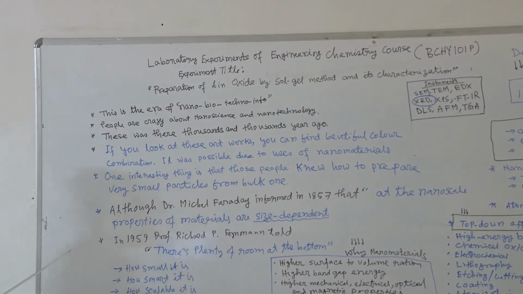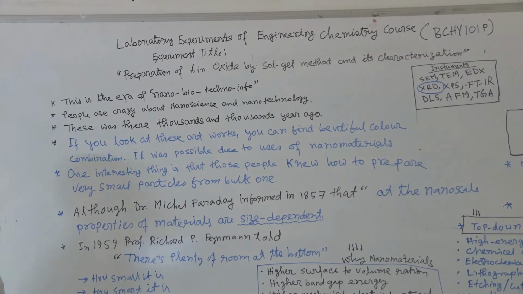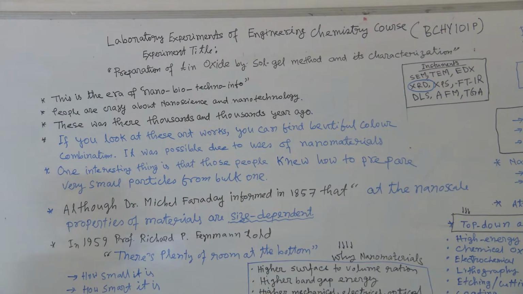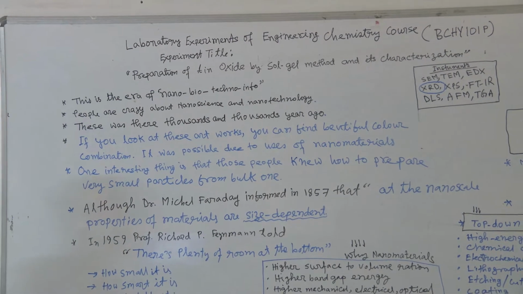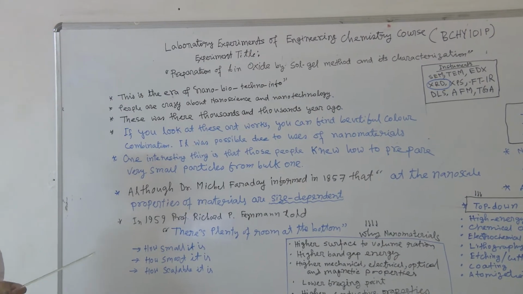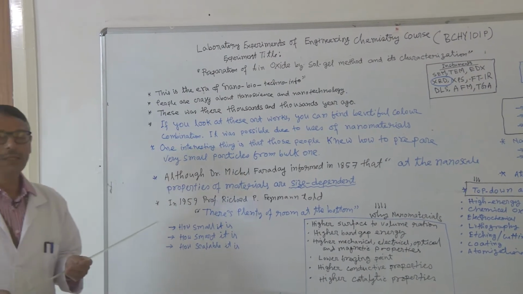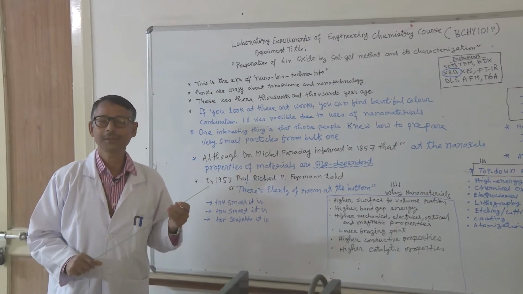Before starting the experiment, if you look at multimedia, social media, newspaper, other things, you will find this is the era of nano, bio, techno and info. That means nano is a pillar of our modern civilization. People are crazy about nanoscience and nanotechnology, but nano is not new. This is not our new invention. This was there thousands and thousands of years ago. People at that time did not know that it was nano.